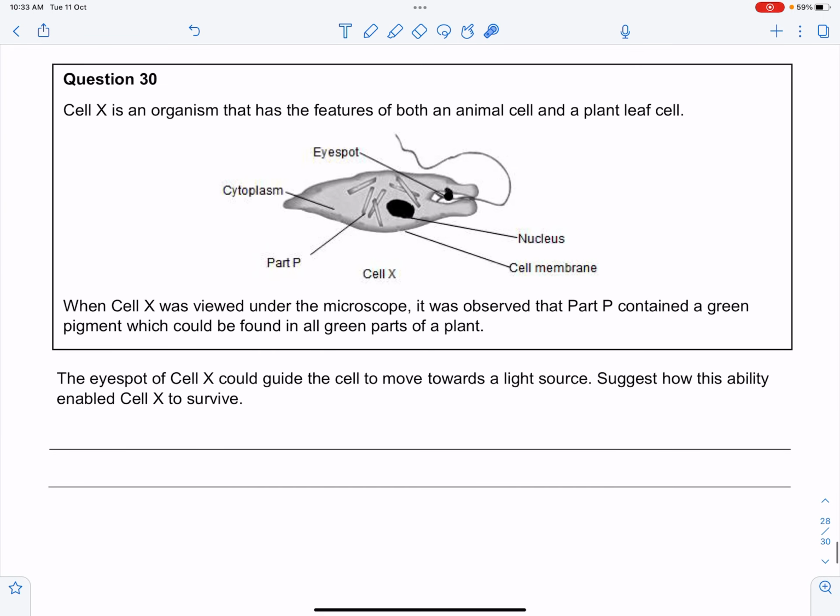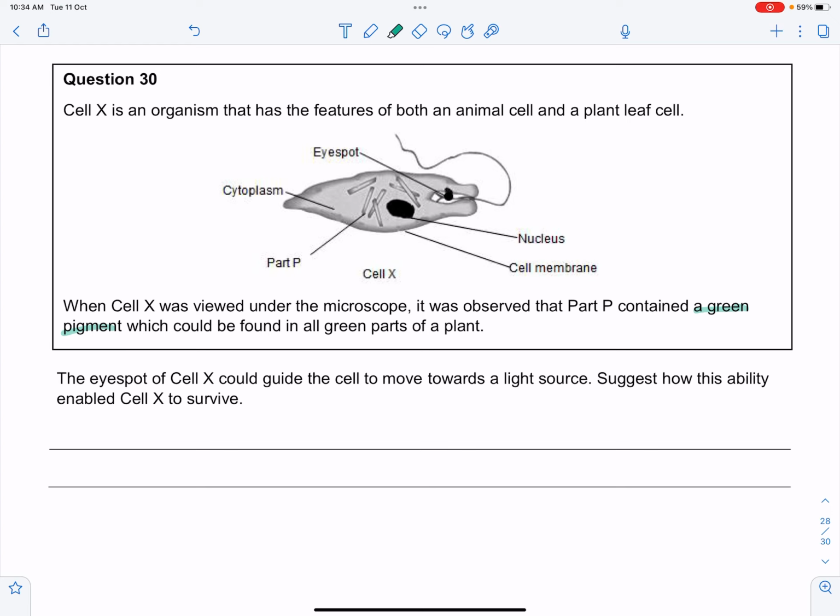Cell X is an organism that has the features of both an animal and a leaf cell. When cell X was viewed under the microscope, it was observed that part P contains a green pigment which could be found in all green parts of a plant. The eye spot of the cell X can help guide the cell to move towards a light source. Suggest how this ability enabled cell X to survive. So basically they're asking you to suggest more than one way. But most obviously, you always look at the question stem for hints. So the hint over here is green pigment. So you ask yourself, green pigment, where did I hear this word? Under the topic of photosynthesis.